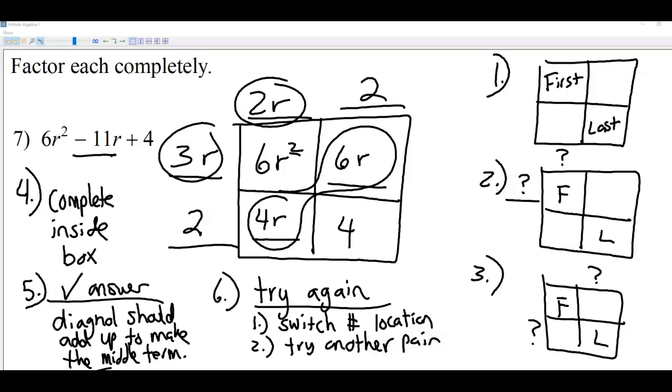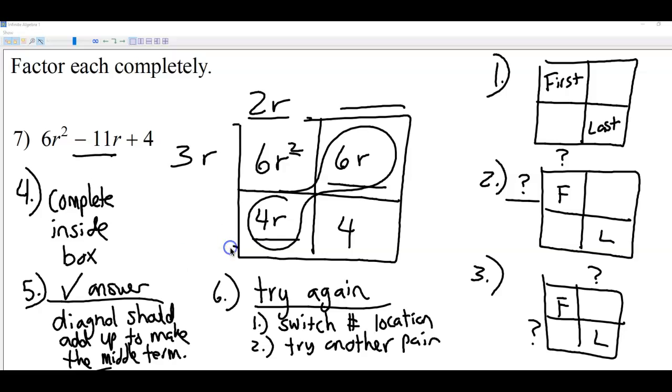So what else makes 4? 4 and 1. We'll see if that works. No guarantees. Because right now I'm trying to get a different way to make 4, but it could be a different way of making 6. So let's try 4 and 1.